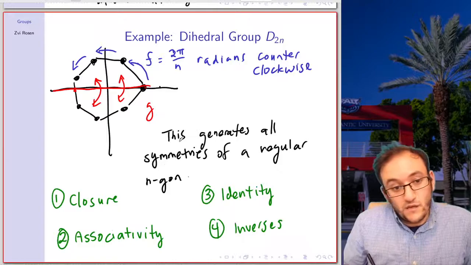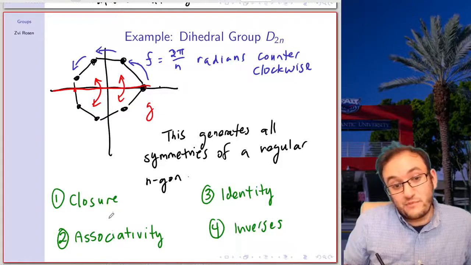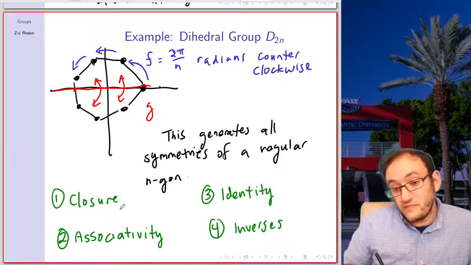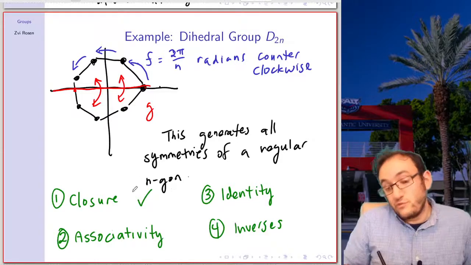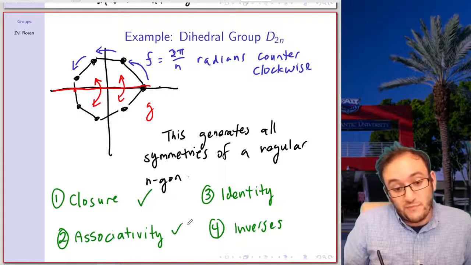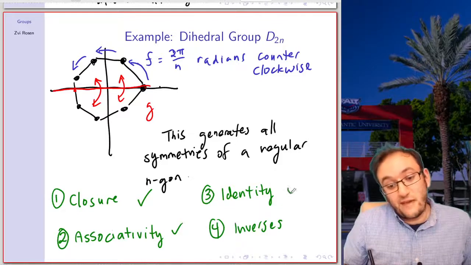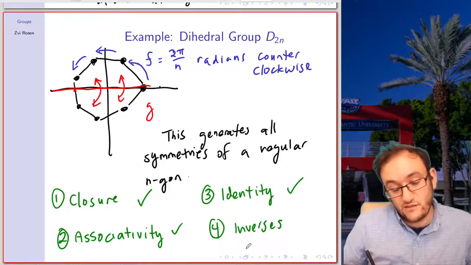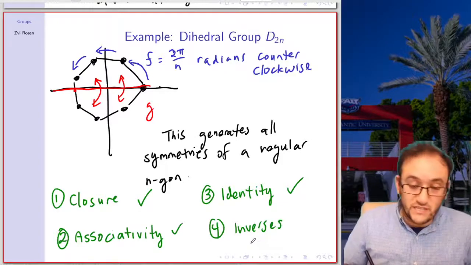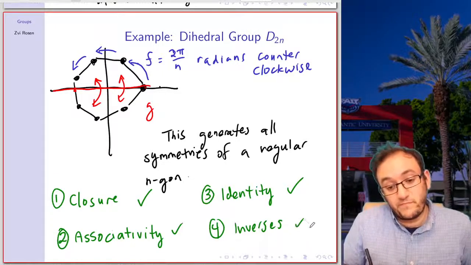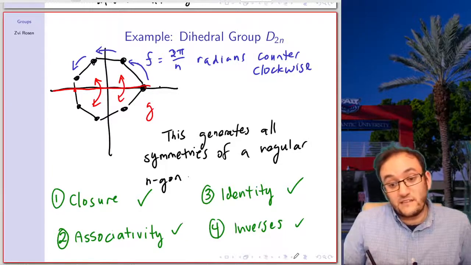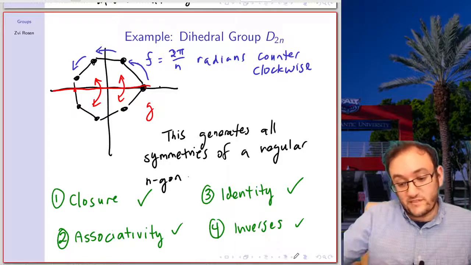Okay. Well, if you have 2 maps that preserve an n-gon, then when you compose them, they'll also preserve an n-gon, so that works. Associativity you get from the usual associativity of composition of maps. Identity, just map it to itself. Inverses, whatever you did, undo it. So if you rotated counterclockwise, go clockwise. If you reflected, reflect again. So this checks all of the group axioms, and we're going to learn a lot more about this group subsequently.